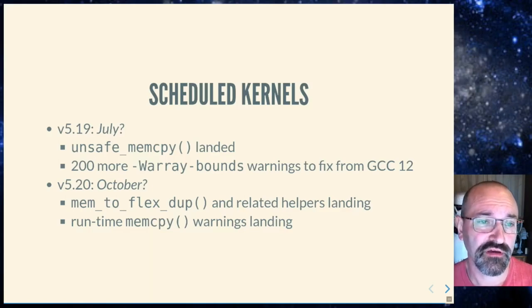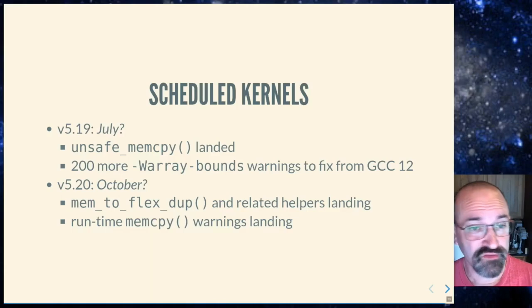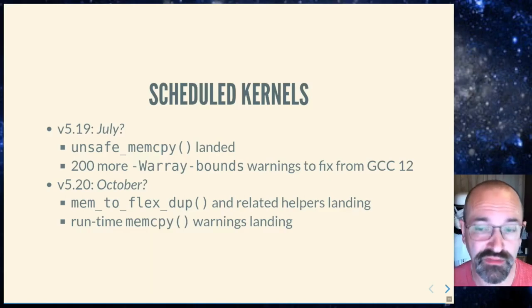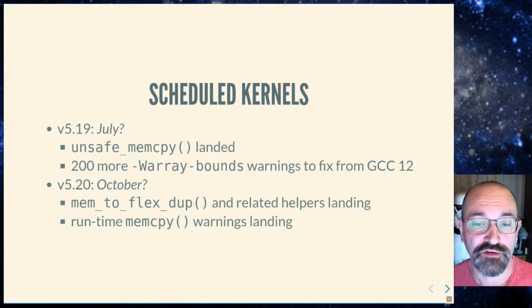And then in 5.20, coming maybe in October, I'm hoping to see the memcpy flex dup and the related helpers landing so that we can finally turn on the runtime warning of memcpy overflows. So all that stuff, the bleeding tooth and everything else, we can actually start turning that into a strict failure, but we have to start with the warnings first and shake out any other intentional runtime overflows before we can turn that on. Although people can also set panic on warn if they've tested their workloads. So hopefully by 5.20. And that's everything.